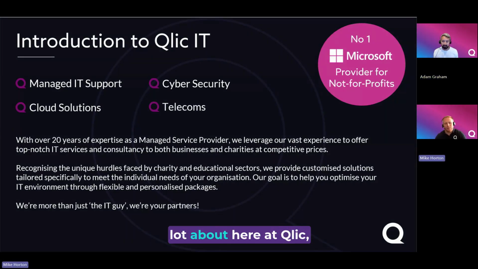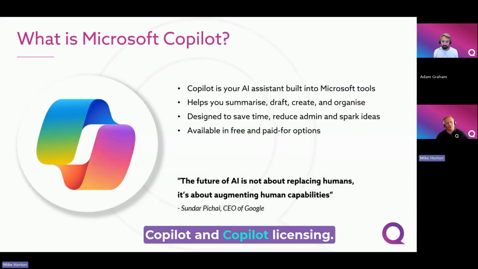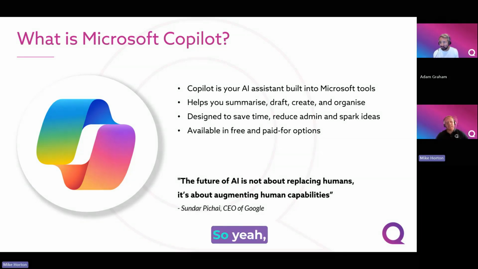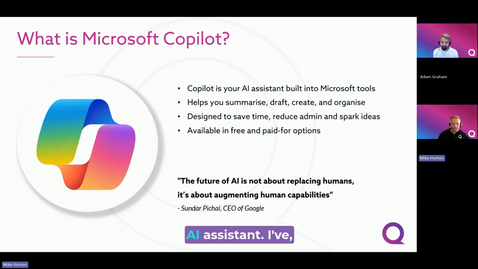Something we get asked a lot about here at Qlic is specifically around Copilot and Copilot licensing. For anyone who doesn't know what Copilot is, I'm sure you probably do if that's the reason you're here. It's an AI assistant. It uses large language models, part of the ChatGPT range of GPTs. So yeah, Copilot's intended to be your AI assistant.